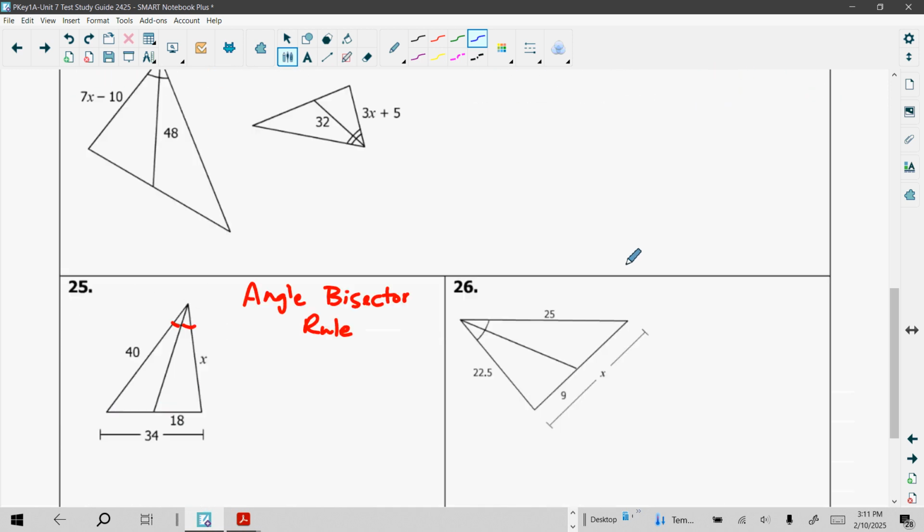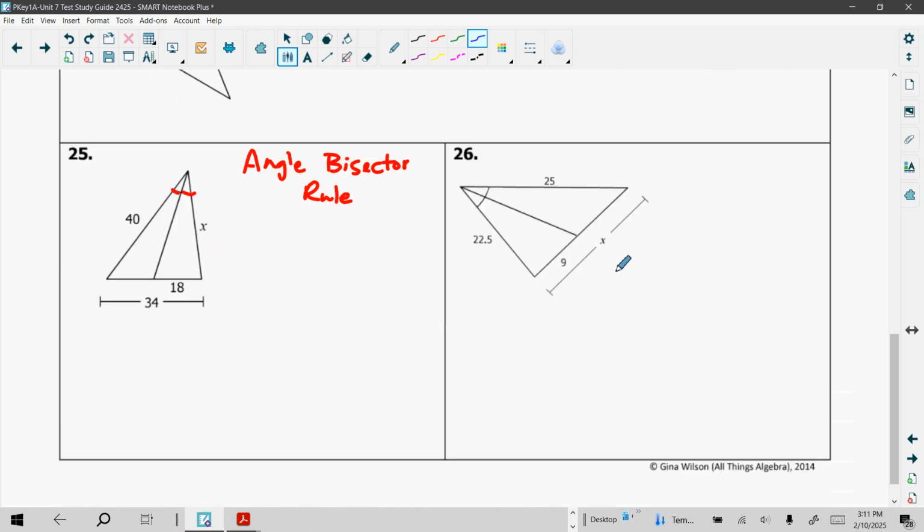Now on 25, this is the angle bisector. This was in the flip book. In our examples, we had to remember to find the missing part by using the whole segment. So we know this is 34 is the whole. This is the other part, 18. So I can find this piece by doing 34 minus 18, which is 16.